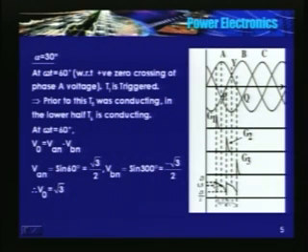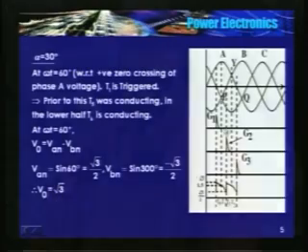So with alpha equal to 0, the peak value of the output voltage is root 3. Even at alpha equal to 30, the peak value of V0 is still root 3. Now let us say after 30 degrees, what happens.